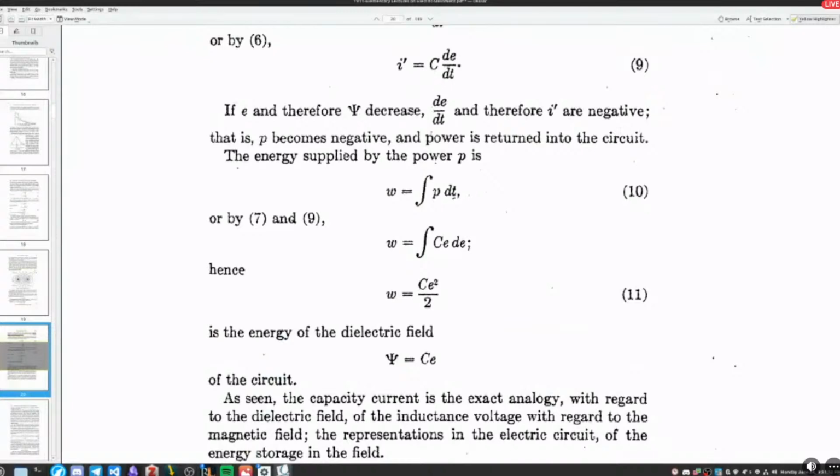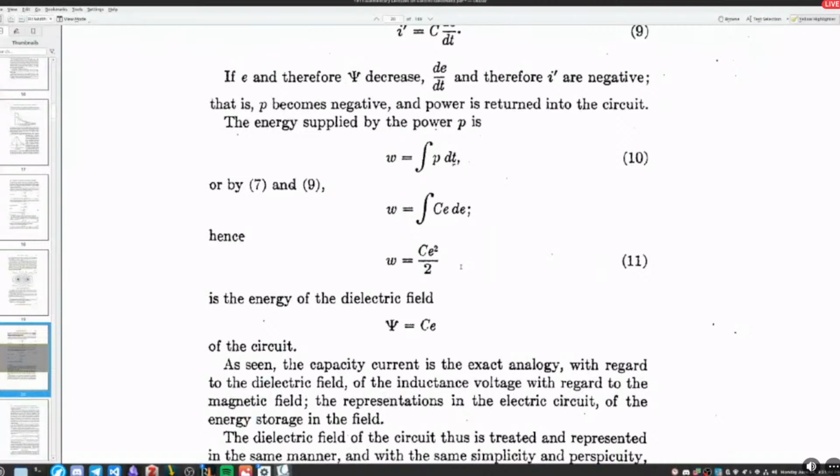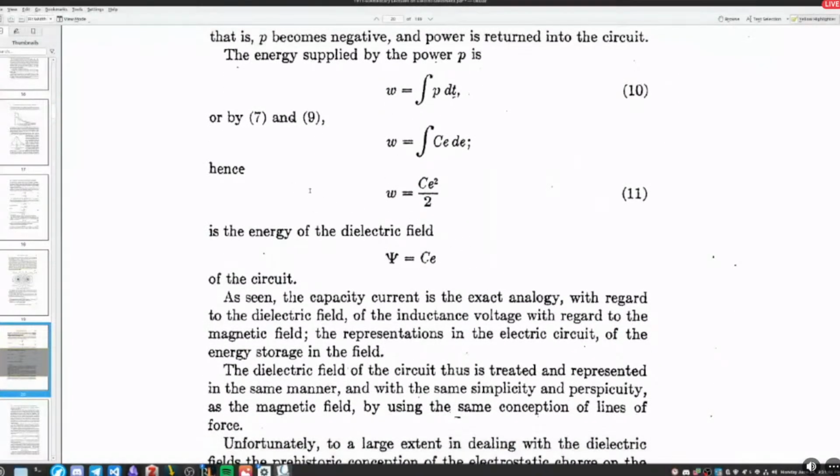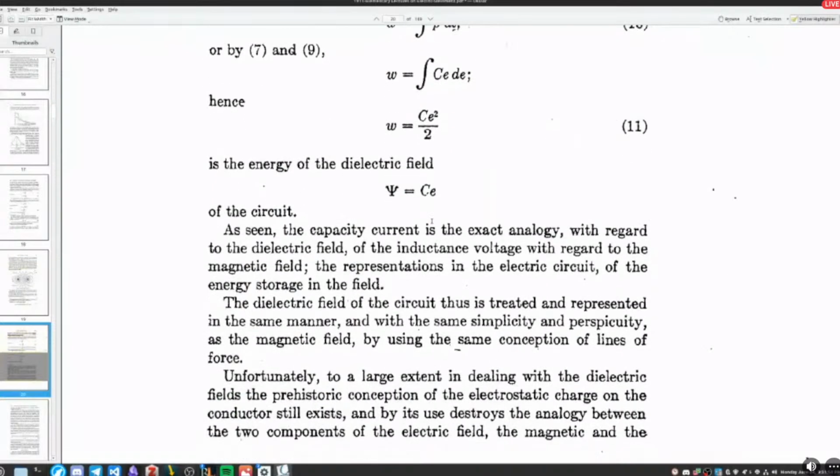The energy supplied by the power P is W equals the integral of P dt, or by 7 and 9, W equals the integral of CE dE. Hence, W equals CE squared over 2, which is the energy of the dielectric field, psi equals CE of the circuit. As seen, the capacity current is the exact analogy, with regard to the dielectric field, of the inductance voltage with regard to the magnetic field.